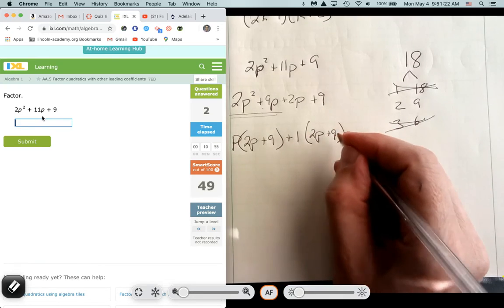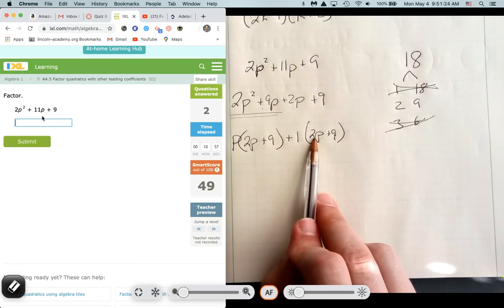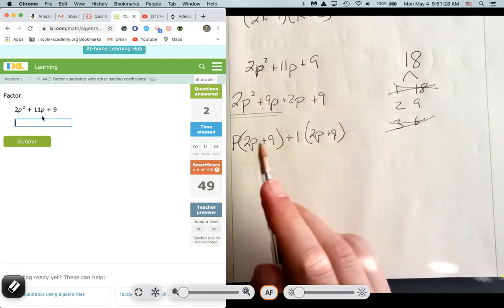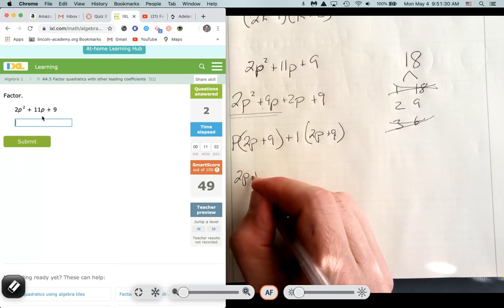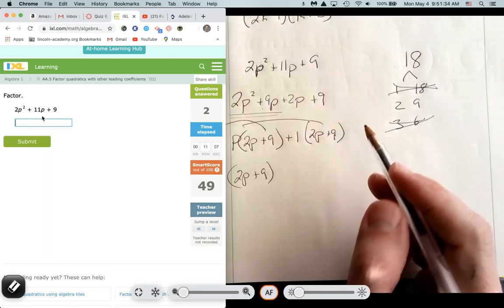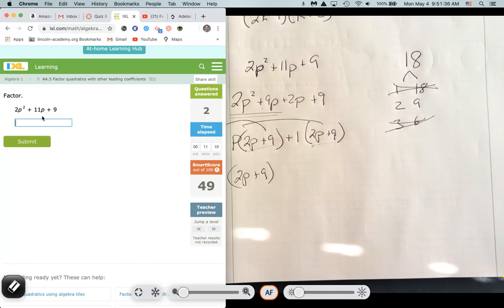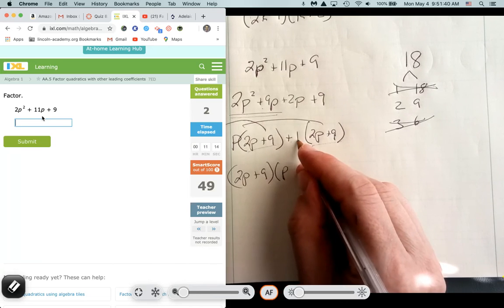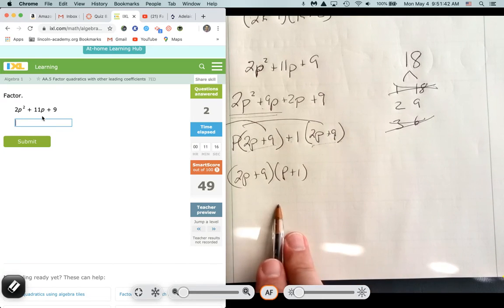And again, if you look at these two sets of parentheses, they are the same. And that's what we want. So we're going to factor that away. We're going to factor away the 2p plus 9. I'm factoring that parentheses and that parentheses out front, so it becomes one set of parentheses, and I'm left with a p plus 1 in parentheses.